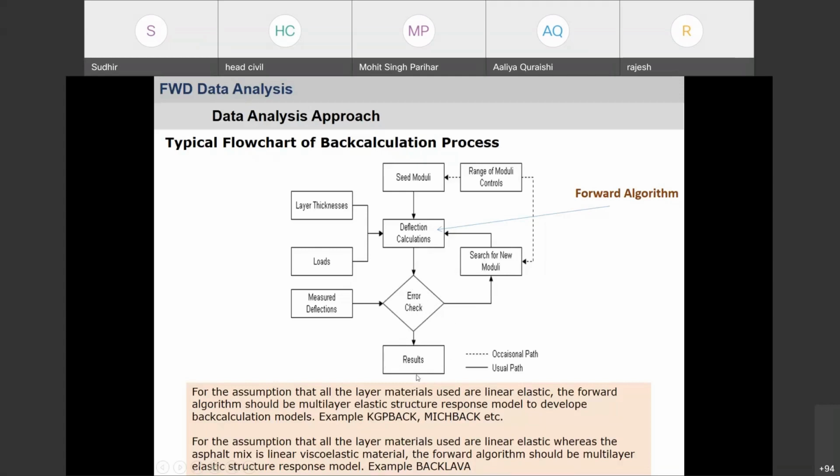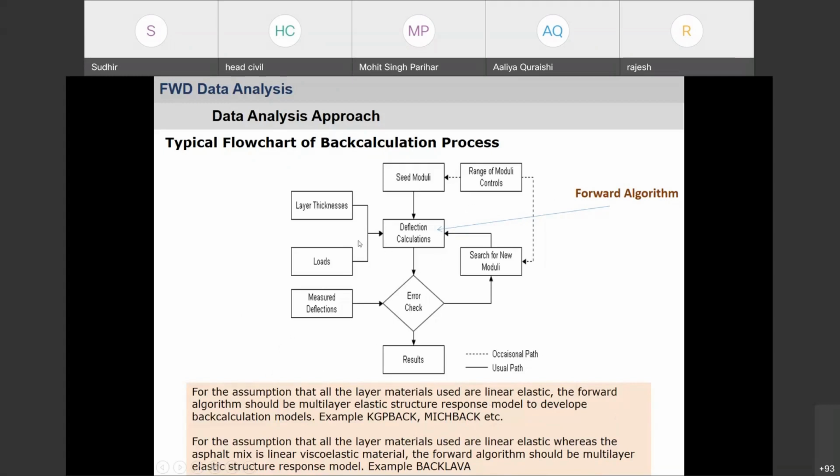Now, in all this process, the centerline or the heart of it is the forward algorithm. The forward algorithm will decide what assumptions you are considering for the material properties. In case you are considering all the materials in the pavement structure as linear elastic, then you will be doing a multi-layer elastic analysis. The example is in IRC 115, which uses KGPBACK, or there are other models in literature like MESHBACK, etc.